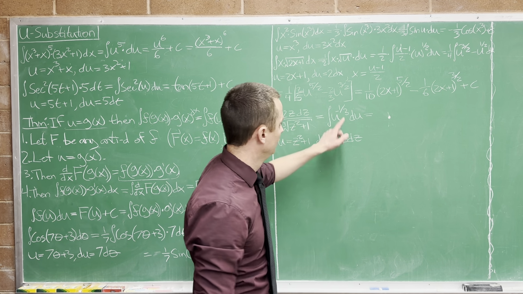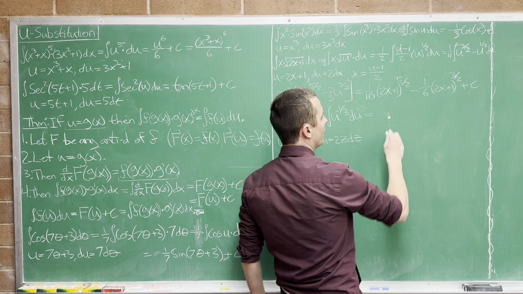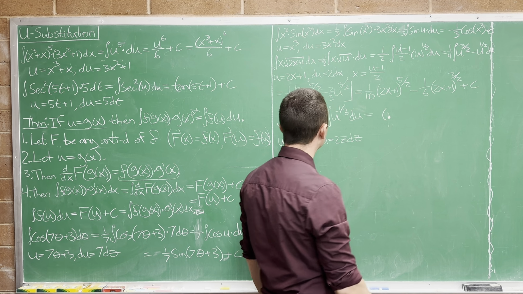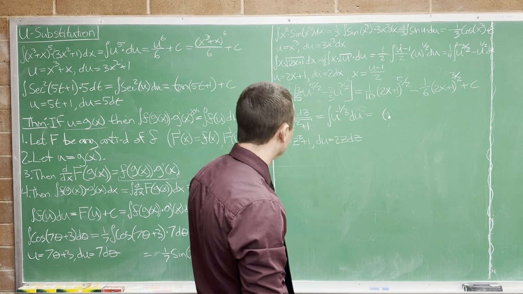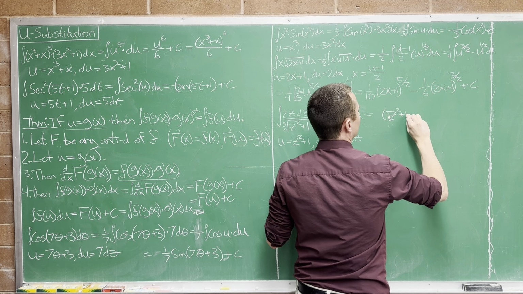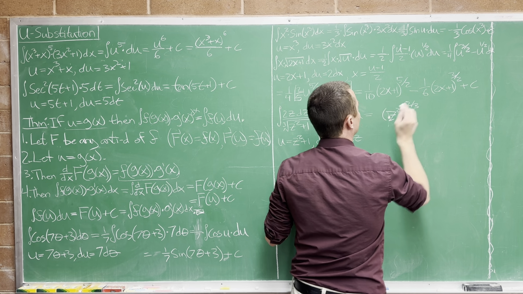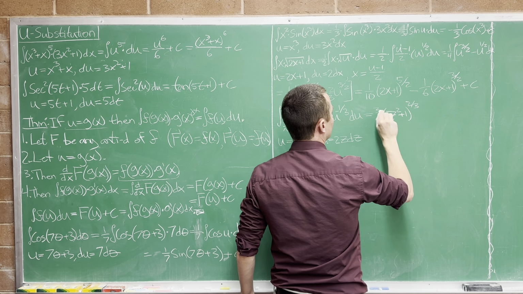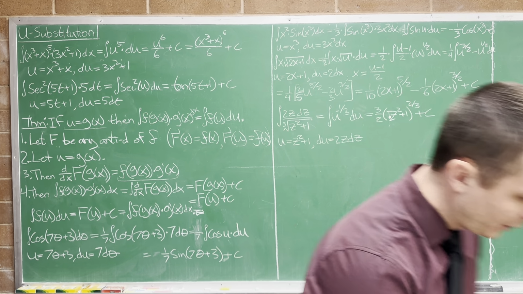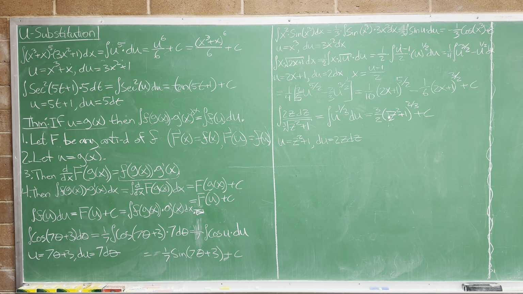So what's the integral? It's u to the 2/3, so u, which is z² plus 1, to the 2/3, times 3/2, plus some constant. So 3/2 times (z² plus 1) to the 2/3 plus C. Okay.